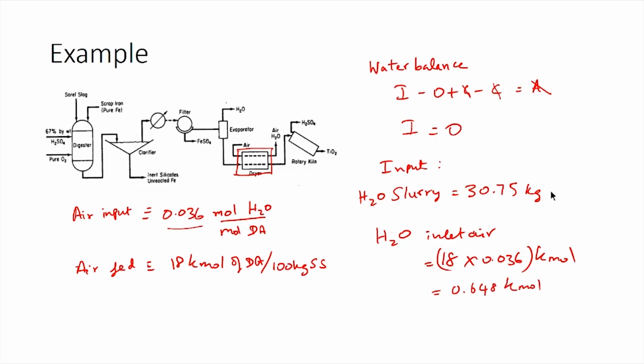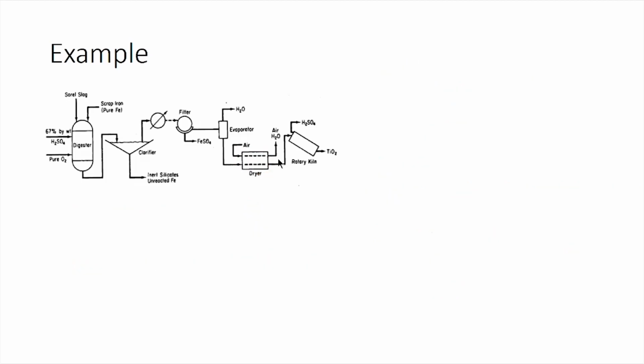So, this 30.75 kilograms can also be converted to moles by dividing it by the molecular weight, and we end up with 1.708 kilomoles. So, we have now calculated the amount of water which is entering into the system. We now need to calculate the amount of water which is leaving the system in the form of water of hydration.